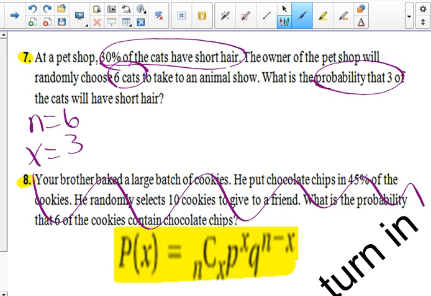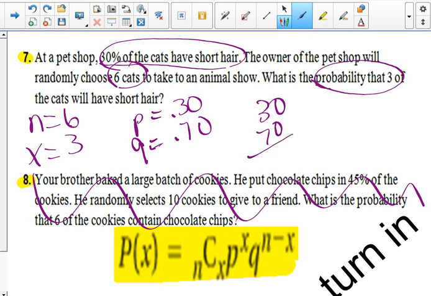30% has short hair, so that means that your lowercase p is equal to 0.3 or 30, right? That means that your q is what? 0.7 or 0.70. Think 30% plus 70% equals 100%. You're always just trying to get to 100%. That's why they say p plus q equals 1. All right? That's everything you need to know to solve that.